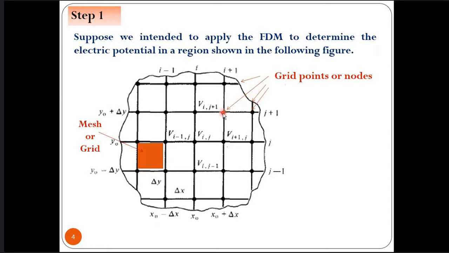The grid points or nodes within the solution boundary, where the potential is unknown to us, are called free nodes. Whereas the nodes that lie on the solution boundary, from the boundary conditions, the potential on the solution boundary is known to us. So the corresponding nodes are called fixed nodes.